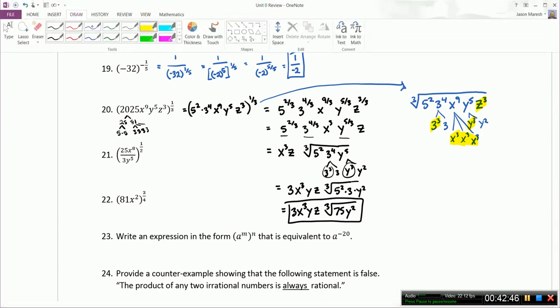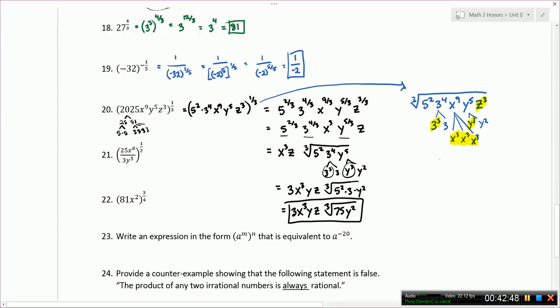And so when we pull everything out, that's a set of 3. We end up with 3 x cubed y z outside, and we're left with 25 times 3, which is 75 y squared. So we get the same answer, less work.